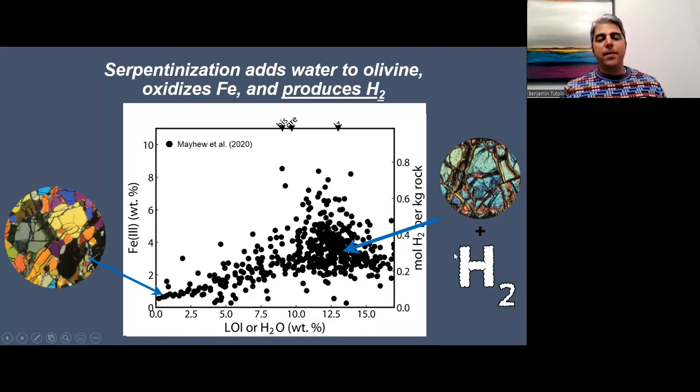In so doing, we can then convert iron weight percent to the number of moles of hydrogen per kilogram of rock that was generated. This is going to be important as we go on here. So this hydrogen gas is generated on a fairly steady trajectory as we serpentinize the rock.